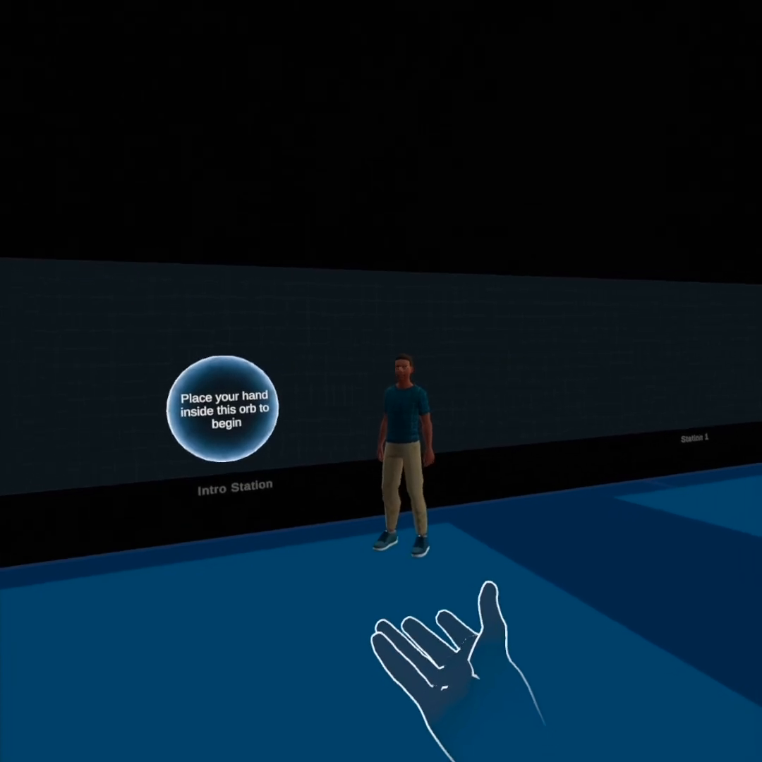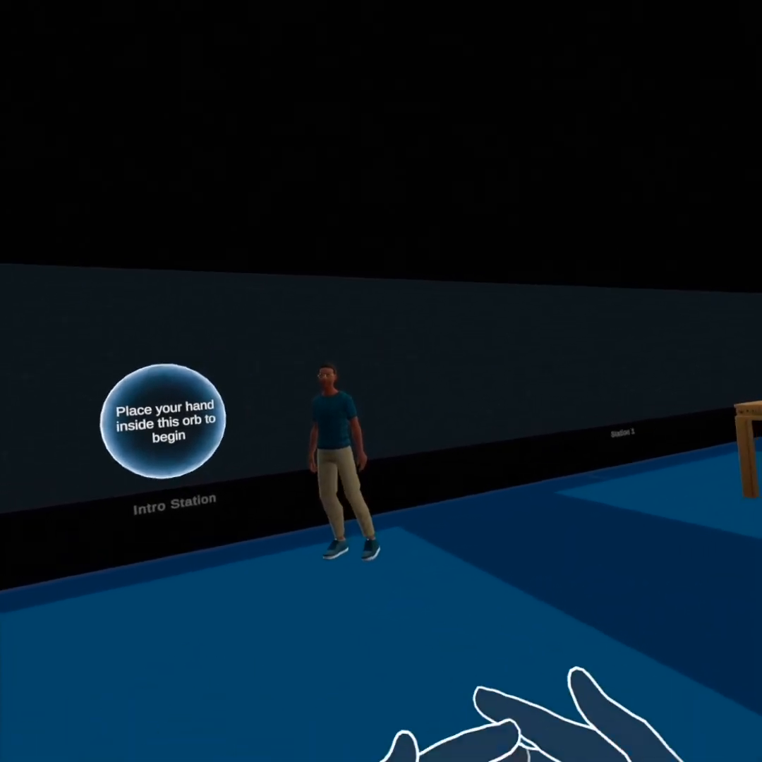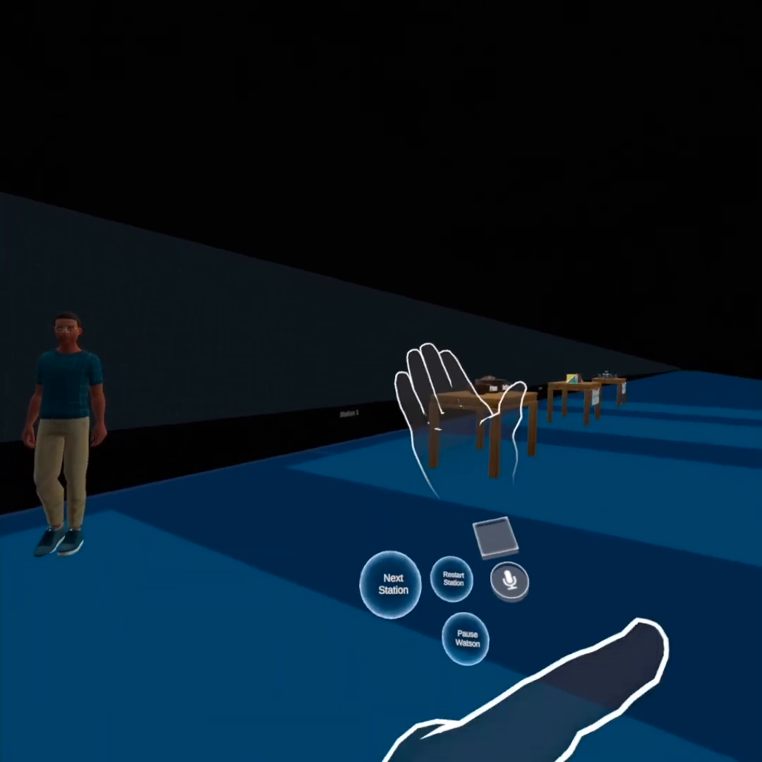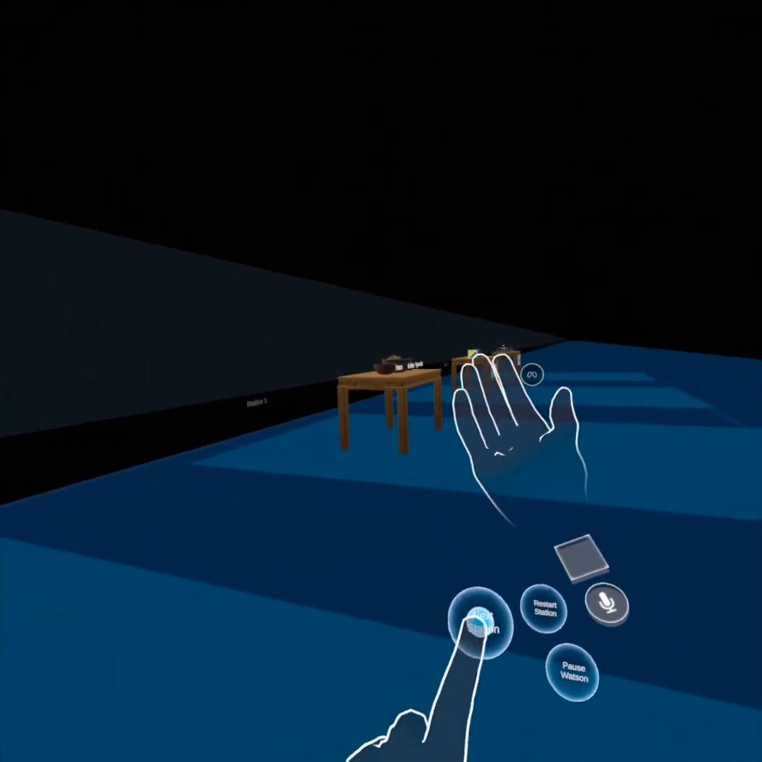This is our intro station with Watson, our AI study buddy. This station is the same in every learning experience, where students learn to move around and how to access the buttons on the inside of their wrist. We're going to jump into the content by going to the next station.